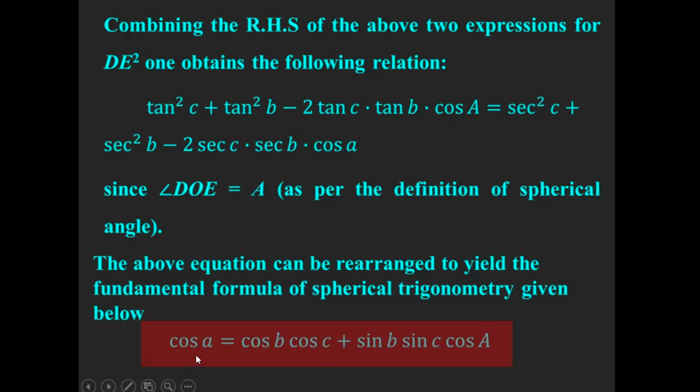Similarly, you can have a similar relationship for cosine B and for cosine C, by the same procedure. The procedure will be the same, but the relationship will look like this. Cosine A is given by cosine B cosine C plus sine B sine C into cosine capital A, the corner angle of the sphere. So to find the length of a particular side A, you need only the two other sides B and C and one angle, the corner angle A opposite to it. That is all you need.